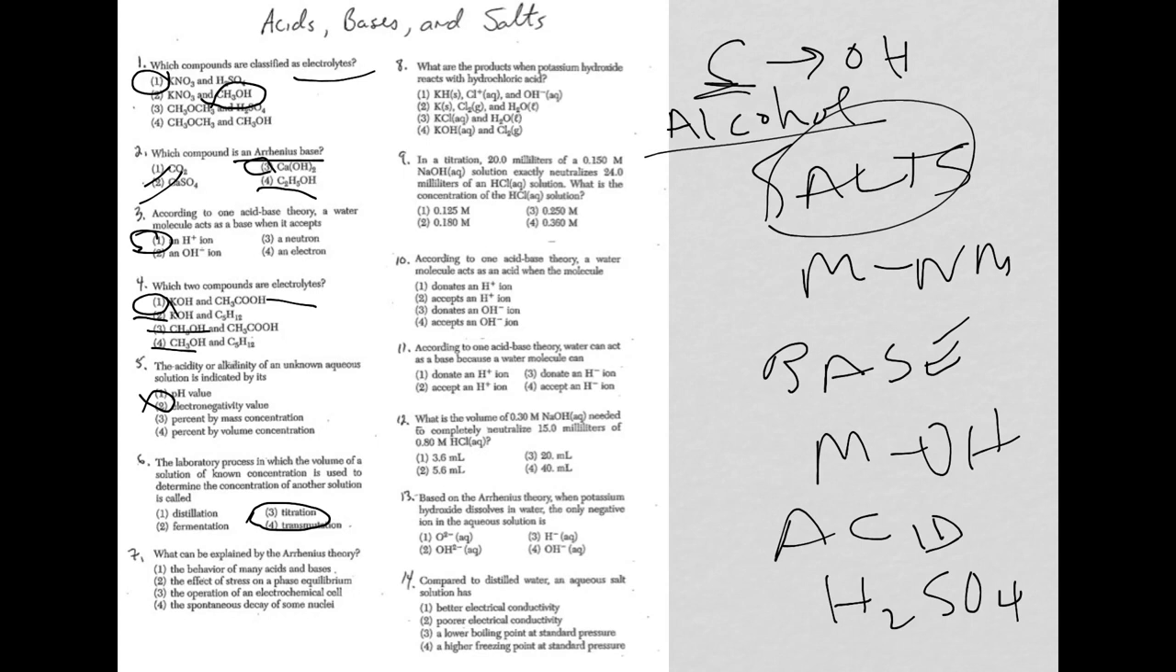What can be explained by Arrhenius' theory? And, of course, what can be explained? It's an acid-base theory. It's the behavior of many acids and bases. Not all of them, but many, or choice 1.